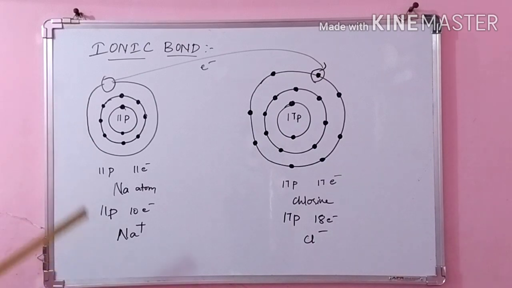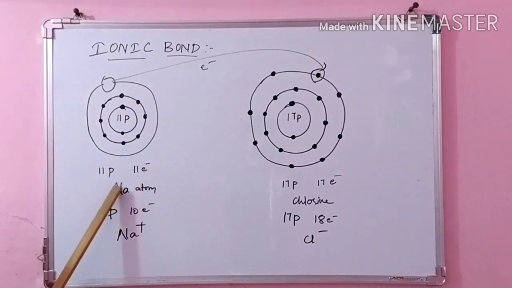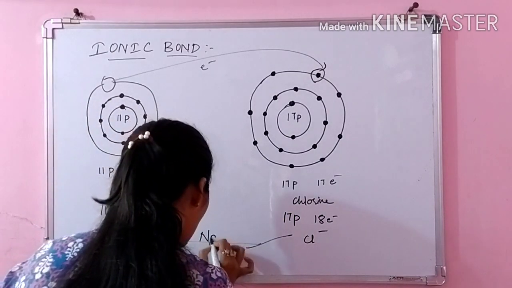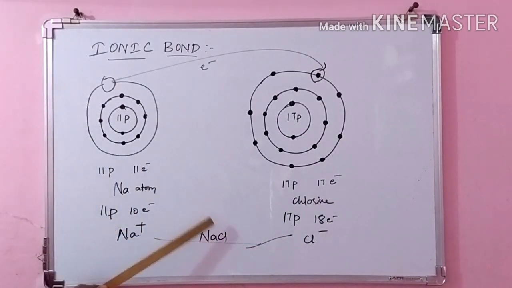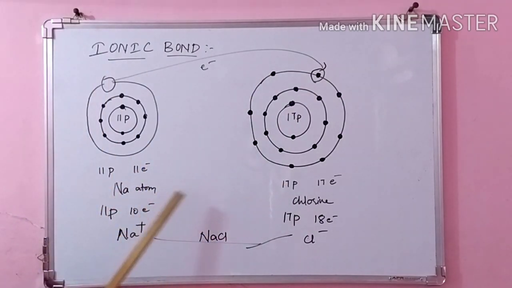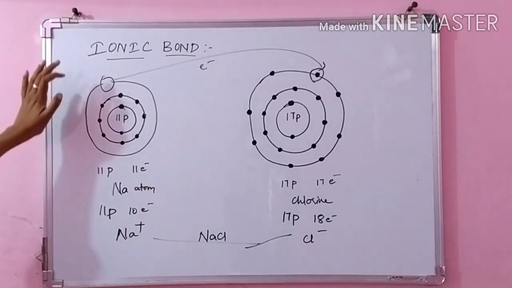Now what you understood? Your sodium and chlorine, both from atoms, are getting converted into ions. Now as you know, since these ions are oppositely charged, plus and minus, there will be a force of attraction between these and they form sodium chloride. That is your table salt. Like this, ionic bond formation takes place by the transfer of electrons, by converting into ions, and then by formation of the bond. I hope you understood this ionic bond.